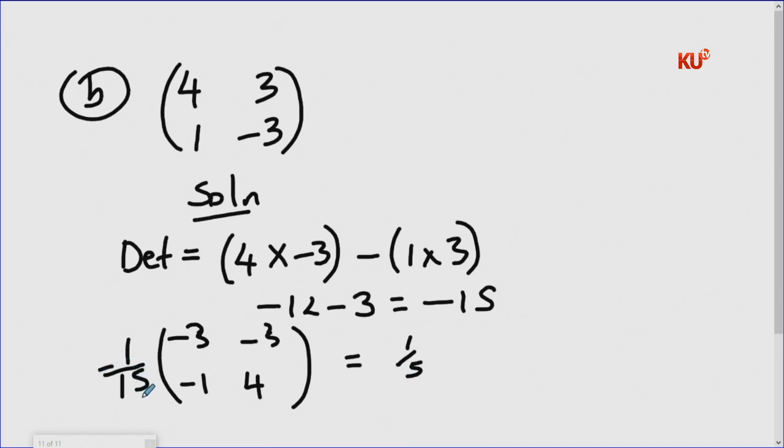Then negative 1 over 15 times 3 again, that is now giving us again 1 over 5. Then the other side, this becomes 1 over 15. And the other one becomes 4 over 15, that is negative 4 over 15. So this becomes the inverse of our matrix. That is the inverse of our matrix.